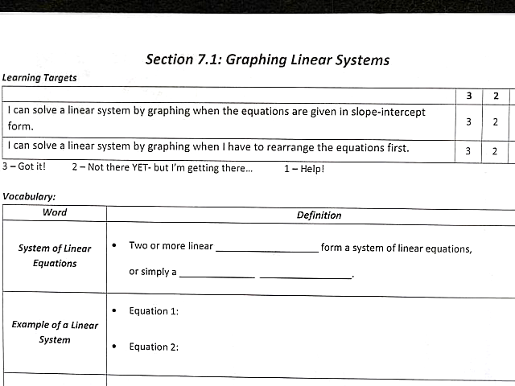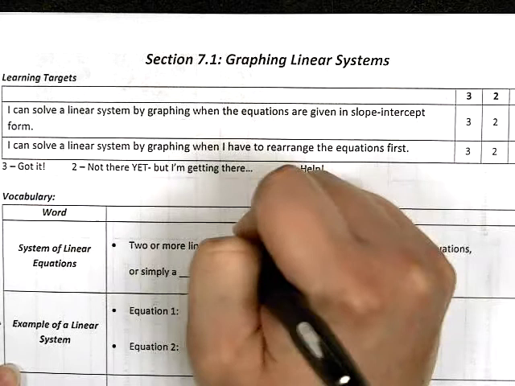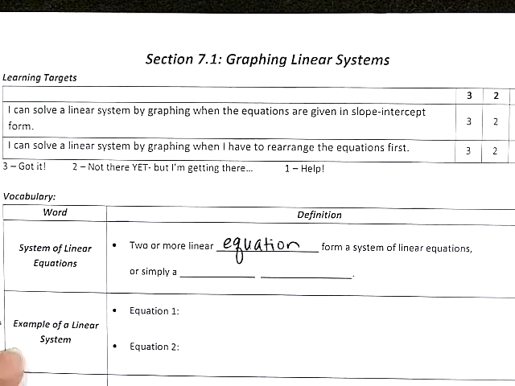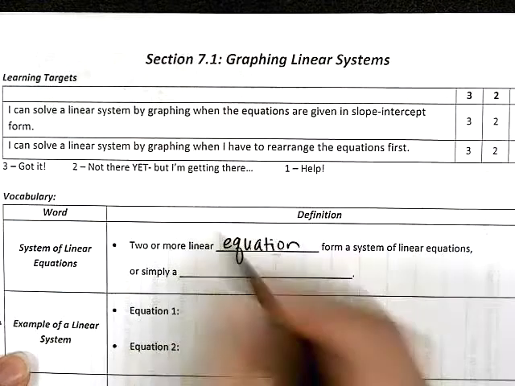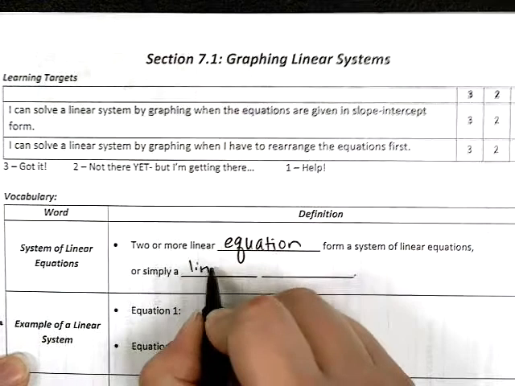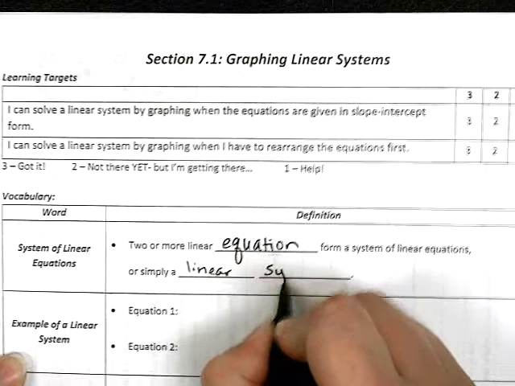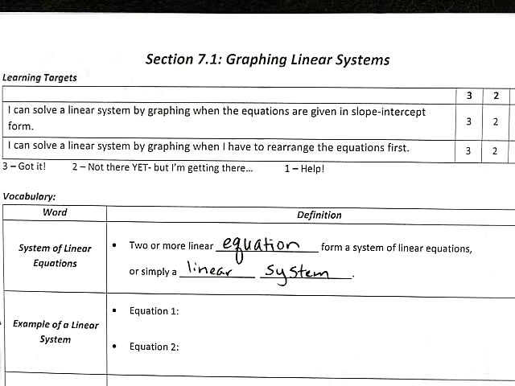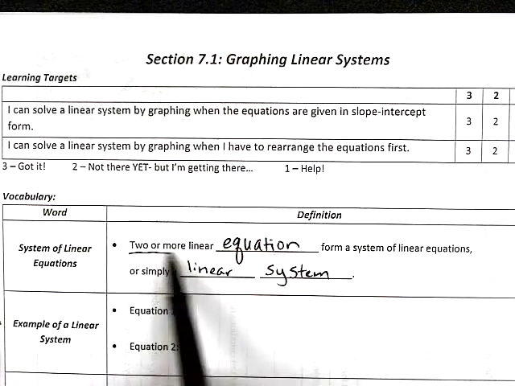Hey everyone, let's talk about graphing linear systems. So before we can actually graph a linear system, we need to know what a system of linear equations is. Two or more linear equations form a system of linear equations. Normally, you'll just hear me call it a linear system, or even a lot of times, I just say a system, okay? But the key here is that it's two or more linear equations.